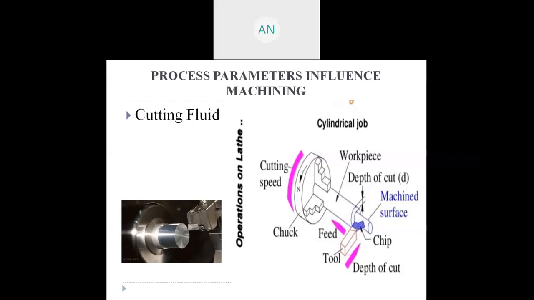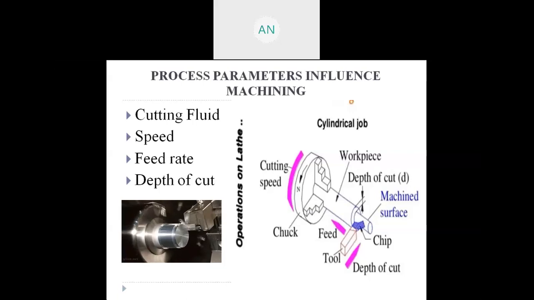So apart from this, the next terminology is cutting fluid. Why have I listed cutting fluid as the first term? When my cutting fluid is not present, the following parameters of speed, feed rate as well as the depth of cut will tend to suffer. When the cutting fluid is absent, automatically these three parameters will tend to have a variation. So for that reason, among the process parameters controlling the machining, the cutting fluid is the first parameter.